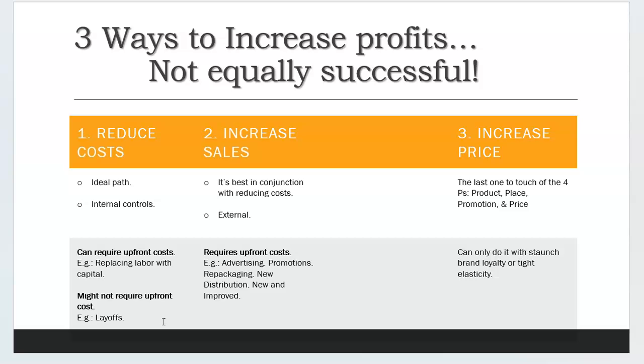So it is possible for a company to increase their profits per unit without necessarily spending much money when they are looking to reduce costs. Or they might have to spend money, but it's more of a guarantee that they're going to see a reduction per unit as far as costs go. Increasing sales is a bit more of a gamble, but clearly a company needs to do both. Reduce the cost per unit, but also raise the number of units they're selling. It's best in conjunction with reducing costs. That's why I have this note here for you.